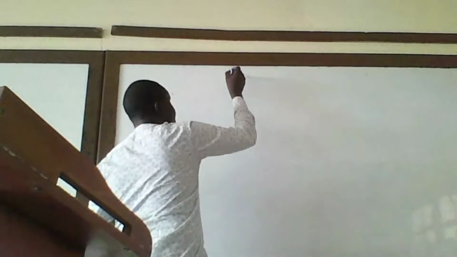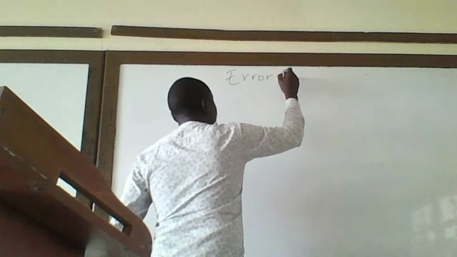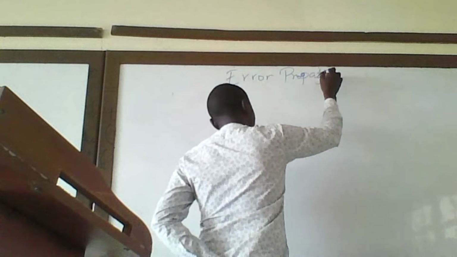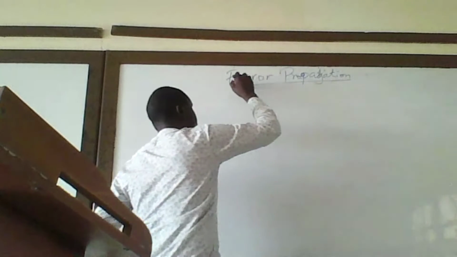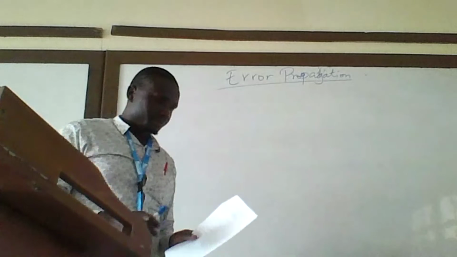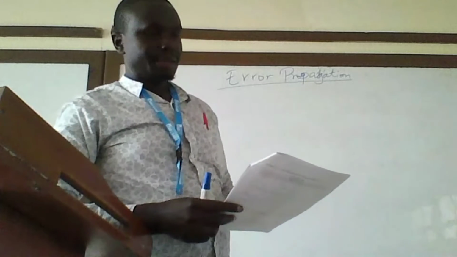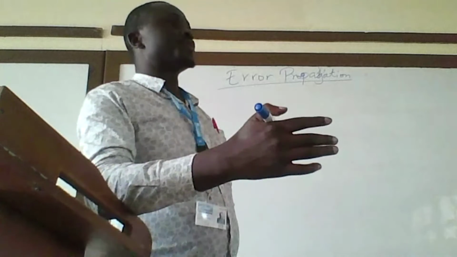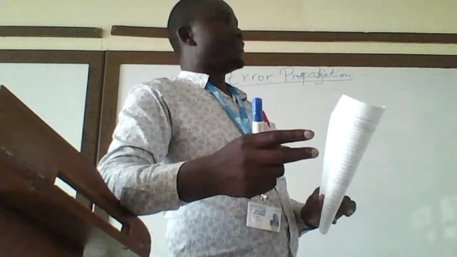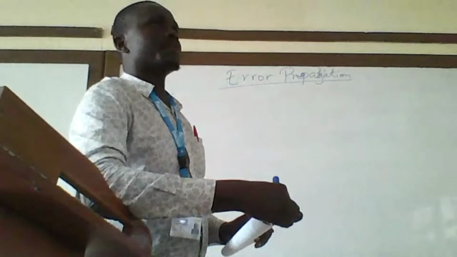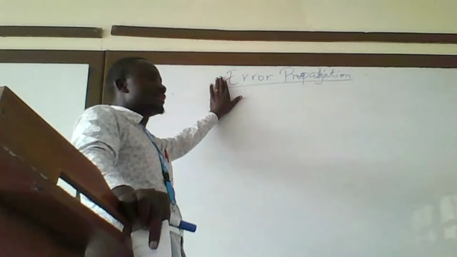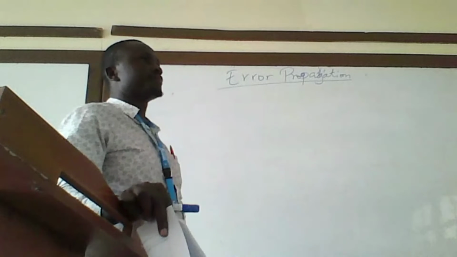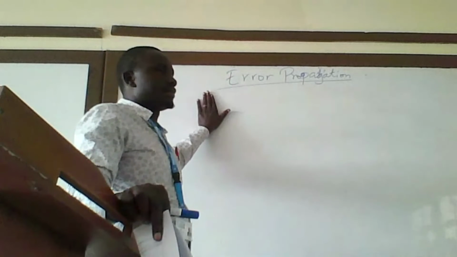So error propagation. So what you're going to do is to derive approximate values of errors when you are doing the 4 operations: addition, subtraction, multiplication, and division. And it's a pretty easy exercise.